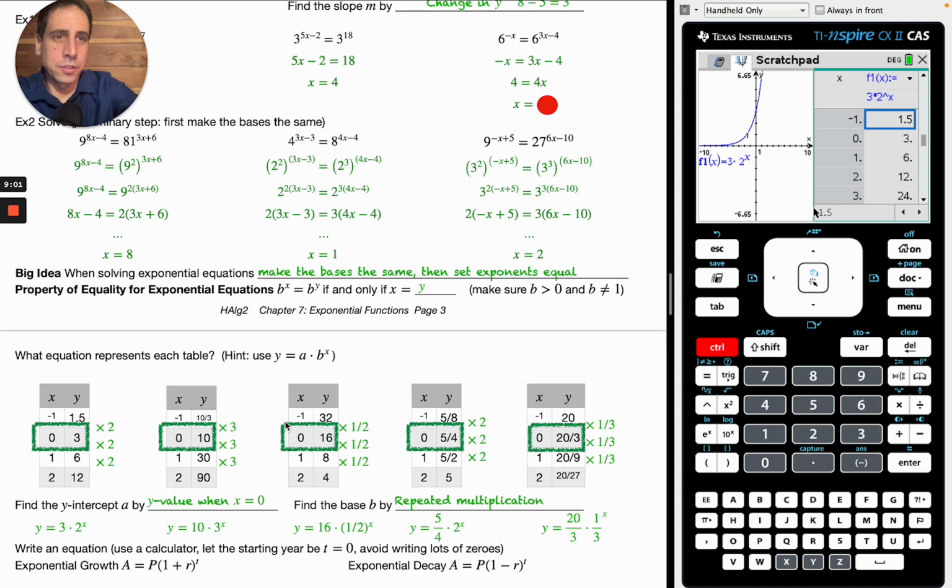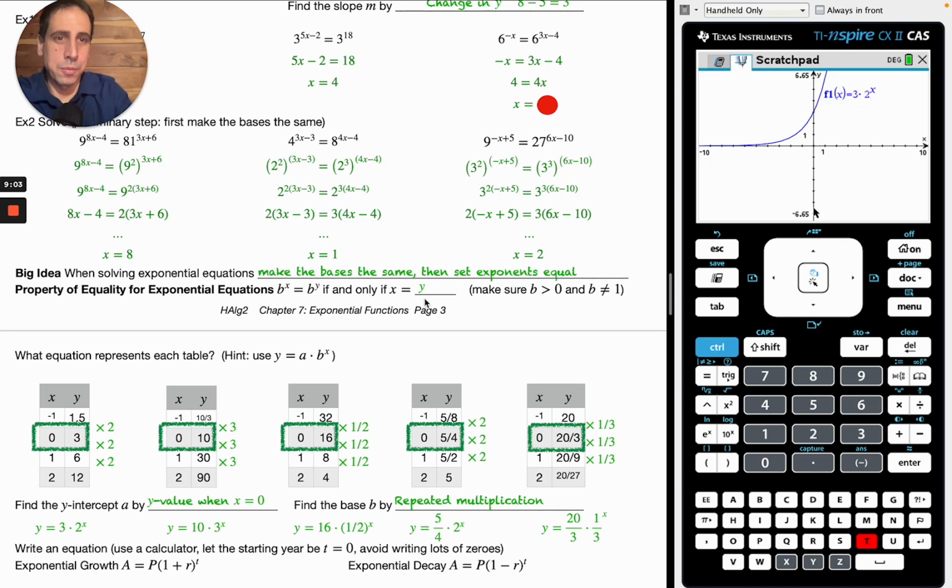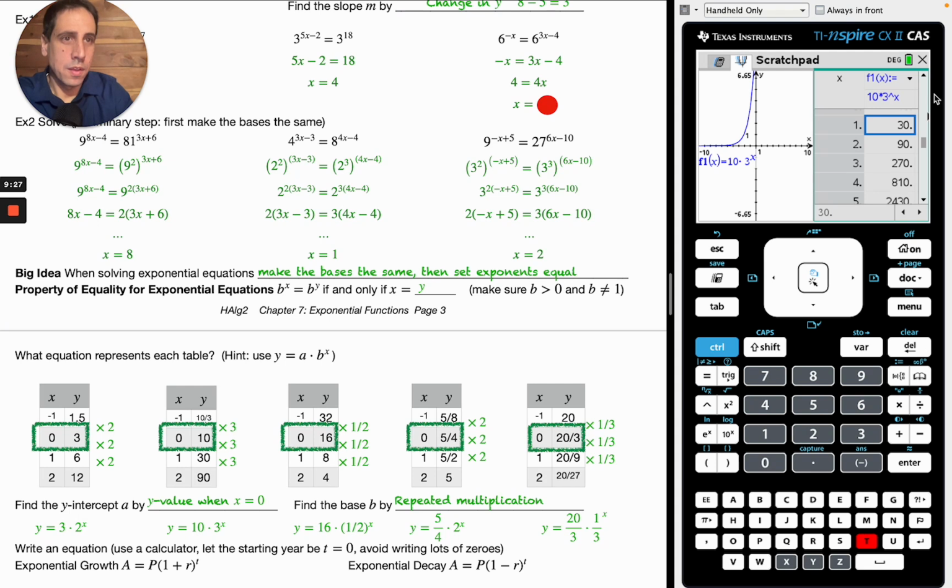I'm gonna go Control T again to hide the table. I'm gonna press Tab and go up to edit this equation again. And so here we're gonna go 10 times 3 to the x. Change it to 10 times 3 to the x power. Graph it. You can see it's a bit steeper. And Control T for table. Boom. And so you can see we got the same numbers we're looking at.